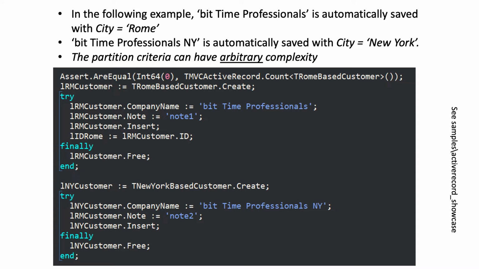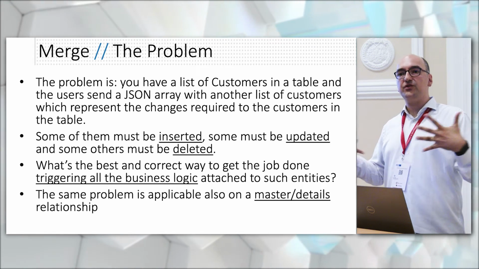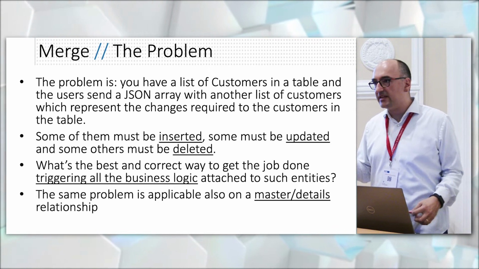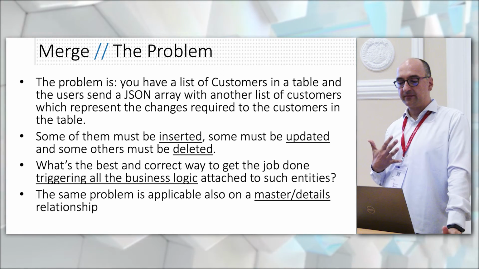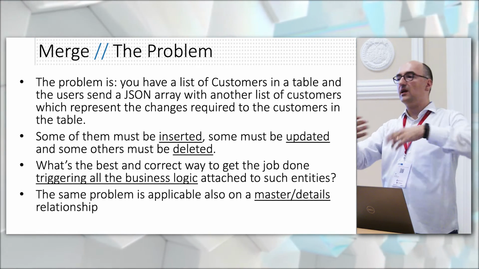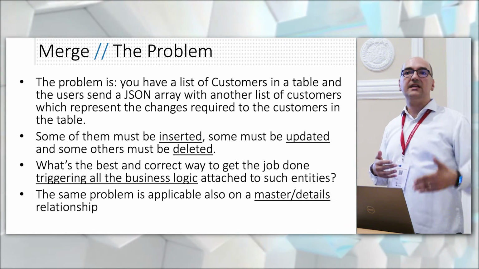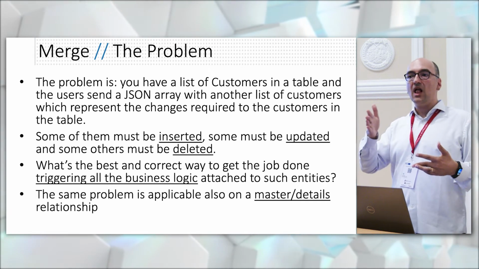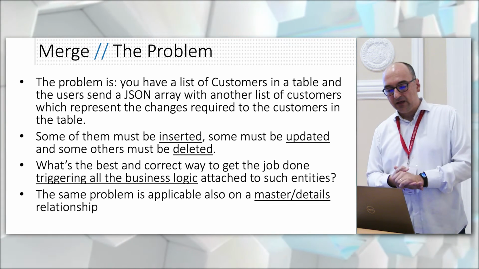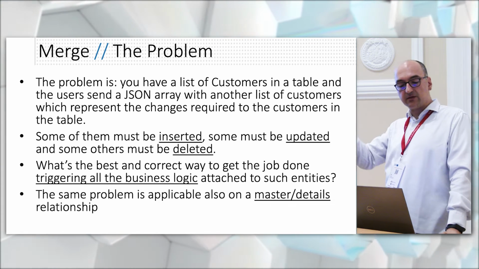Also, there is a very common problem. We talked about this one with someone these days: the merge problem. The problem is, you have a list of customers in a table, and the users send a JSON array with another list of customers, which can be the details of something, or just a list for a bulk insert. You have a list, and the user sends you an updated list. This list that the user sent represents the changes required to the customers in the table.